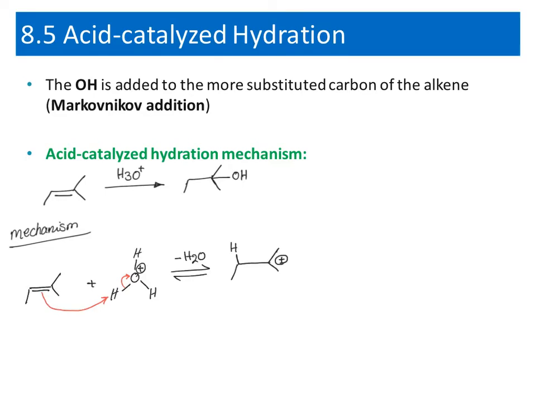So since we are forming a carbocation here, we need to consider the possibility of rearrangement. If carbocation can do rearrangement to become more stable, it will definitely do it. Now, here we cannot do any rearrangement, so this carbocation is pretty stable. It's a tertiary carbocation. Now, the water molecule that has left in the first step will act as a nucleophile and attack the carbocation to form this product.